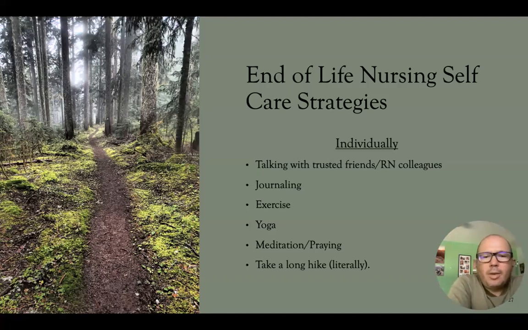Literally, in my personal experience, when I was about 5 or 6 years a nurse, I was kind of burned out from nursing, and I decided to hike for 5 months, and that reset me a lot. I came back refreshed. So yeah, there are ways that you can individually take care of yourself.